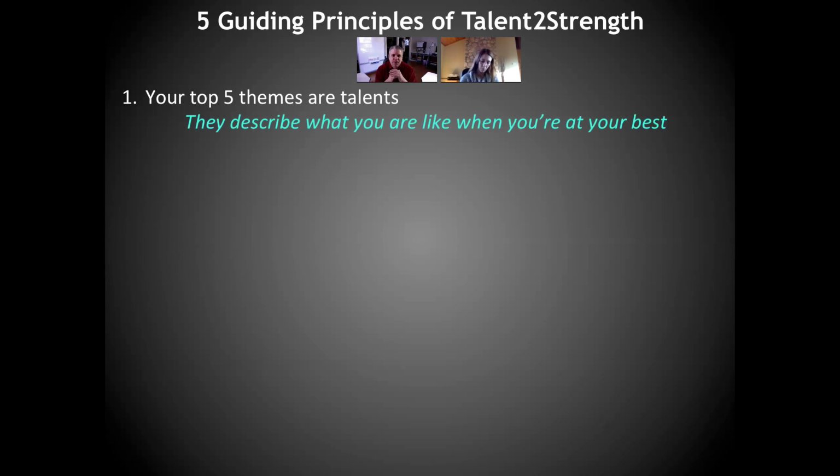And what these do is they describe what you're like when you're at your best. They describe features of how you feel, how you think, and how you behave that can be productively applied. That's an important phrase too, can be productively applied, meaning they can also be applied counterproductively. And that's really what happens with talents. We don't really think deliberately about how to use them. So sometimes they work great, and then sometimes they work against us.